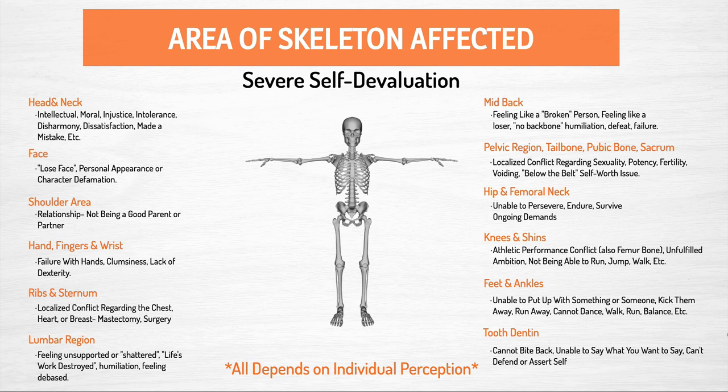Ribs and sternum. This tends to be a localized conflict regarding the chest. So very commonly, after a mastectomy or even just a breast cancer diagnosis, the devaluation that a person feels for that region of their body, that will affect the bones in that region. So perhaps the person would get diagnosed with, quote, metastasis or mets to the sternum or the rib area. Also a surgery, something having to do with the heart.